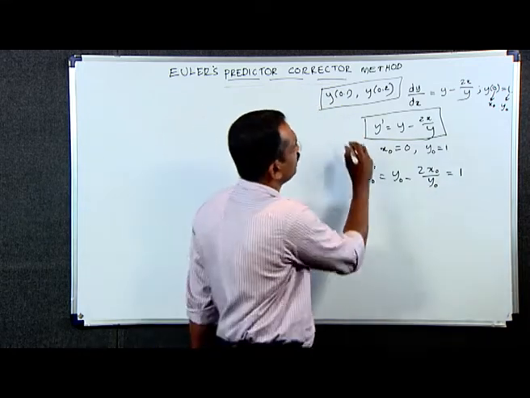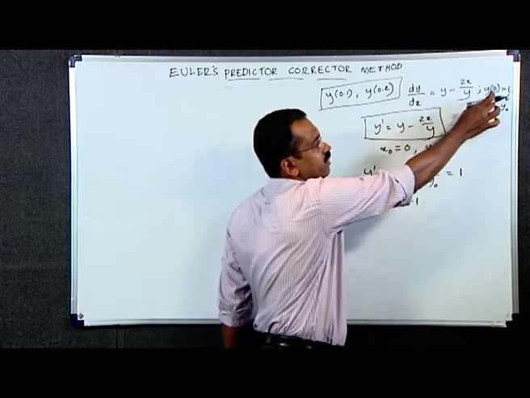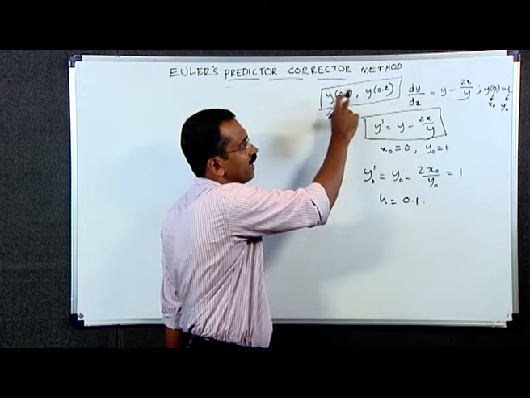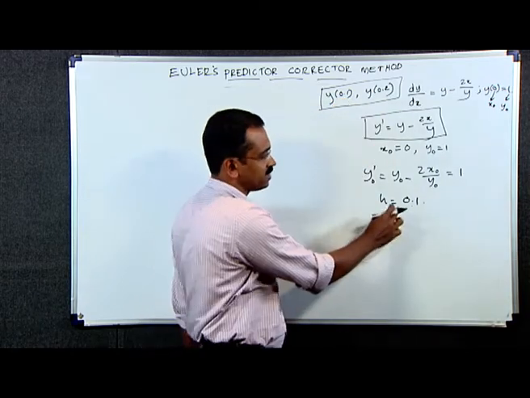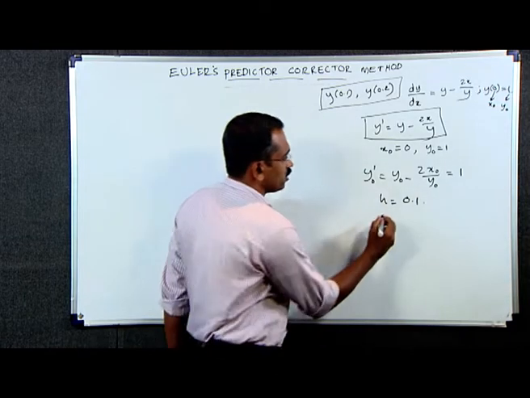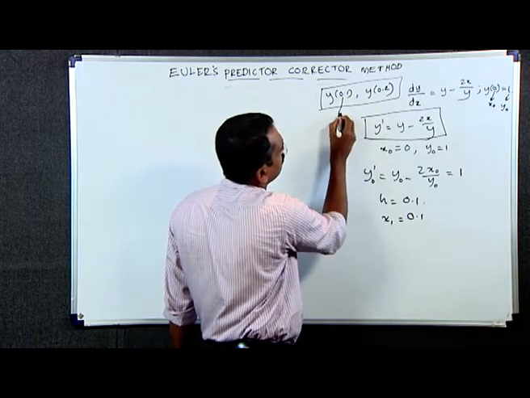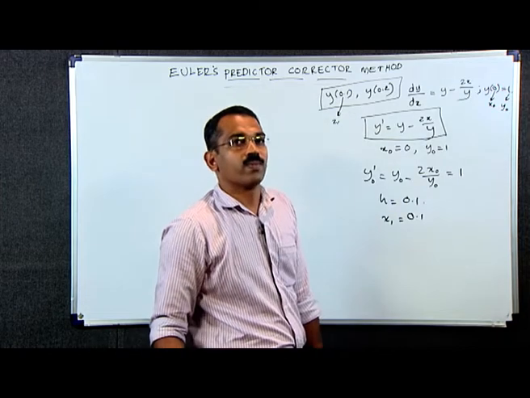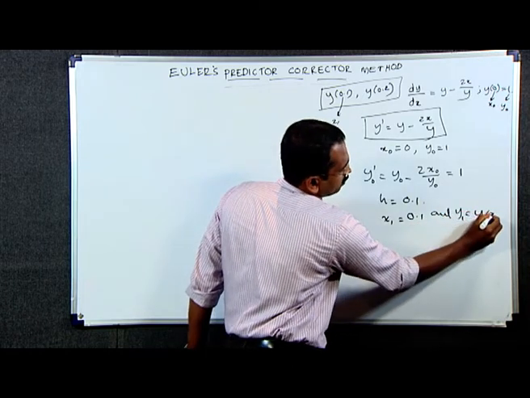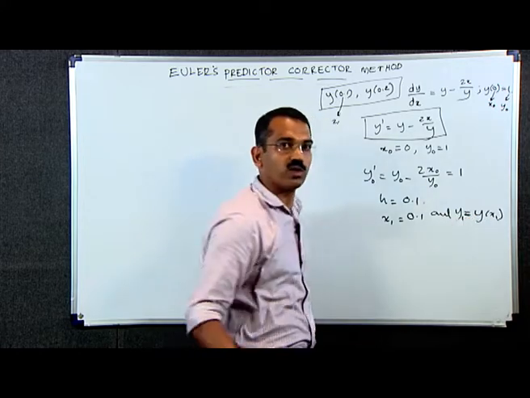Here we take h as 0.1, because we are given y of 0 equal to 1, that means x naught is equal to 0, and we want to find y of 0.1 and y of 0.2. We take h as 0.1. x1 is equal to 0.1. We take this value as x1, and y1 is equal to y of x1. We denote y of x1 as y1.